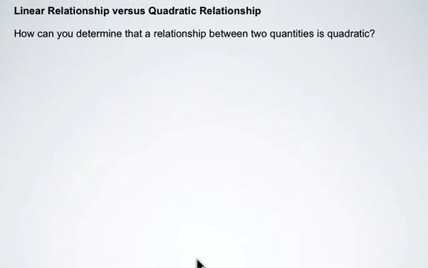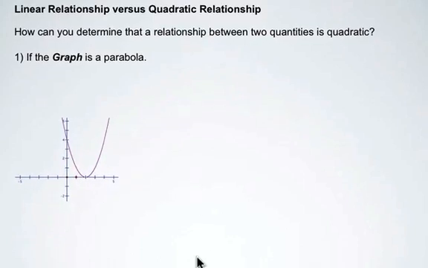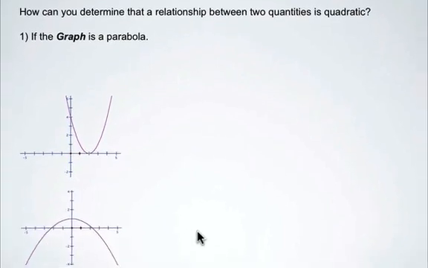Now, how can you determine that a relationship between two quantities is quadratic? 1. The graph looks like a U or an upside down U. We call this a parabola. Here's a parabola, and so is this.